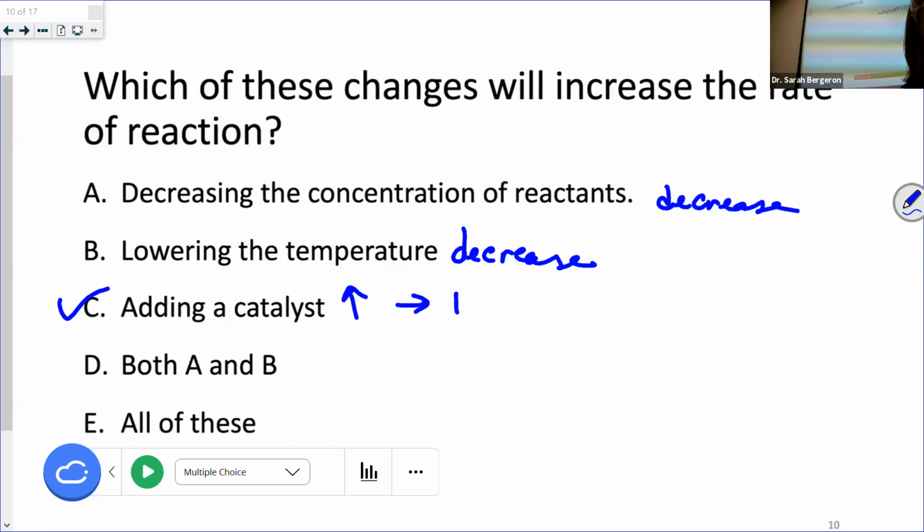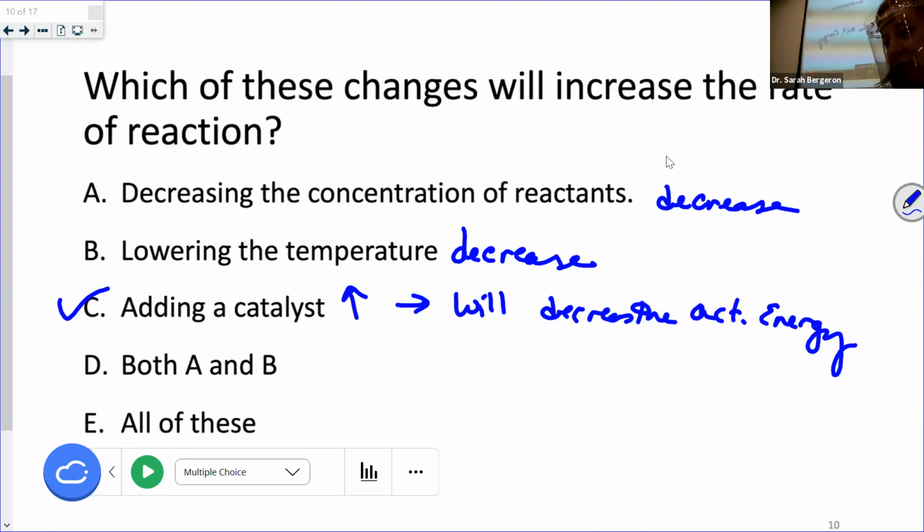So a catalyst will decrease the activation energy. Decrease the activation energy. Okay. All right. And then D, both A and B can't be that, and E, all of these can't be that. So we need answer choice C.